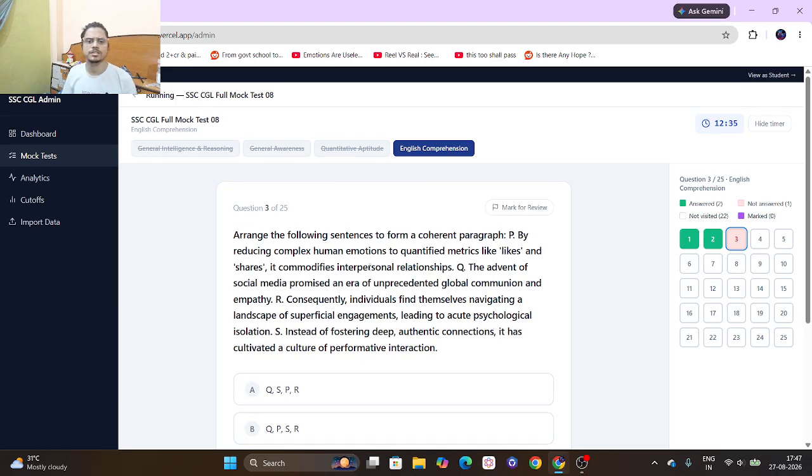Arrange the following sentences to form a coherent paragraph. By reducing complex... This will take time. Oh man, I'm taking so much time.